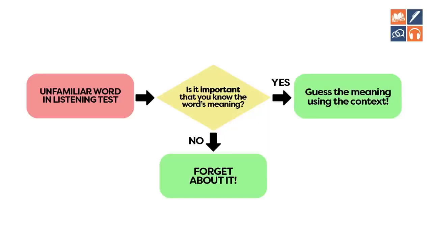So if you hear a word you don't understand, you can do two things. Number one, ignore it. Is it essential that you understand that word? Is it essential for helping you answer the question? If it's not, forget about it. Or number two, you can guess the meaning of that word from the context, from the words around it, from the sentences around it, if it's crucial to help you answer the question.